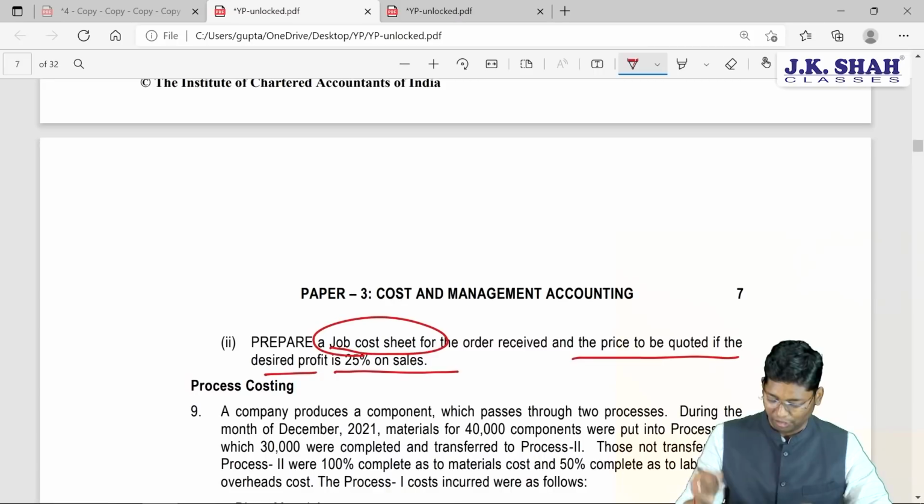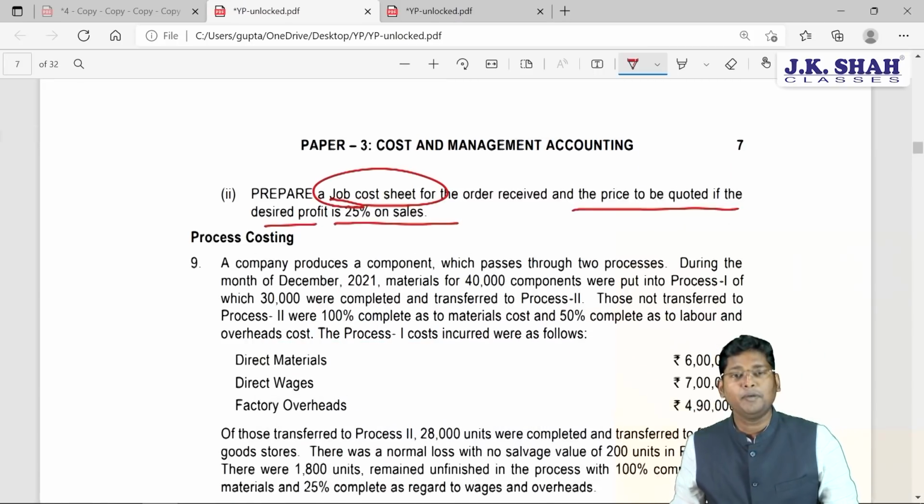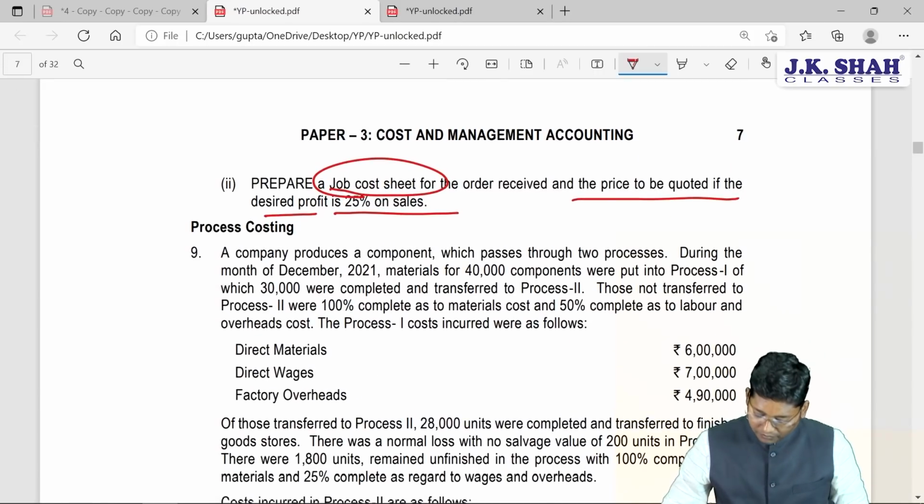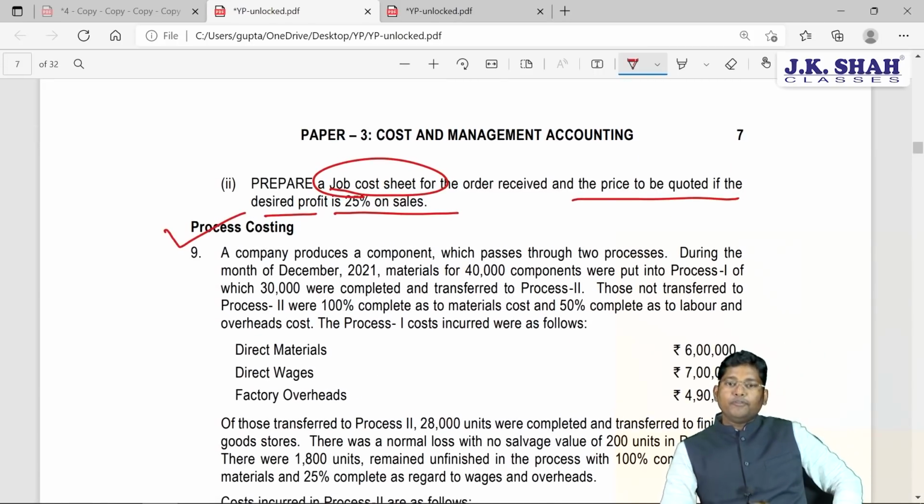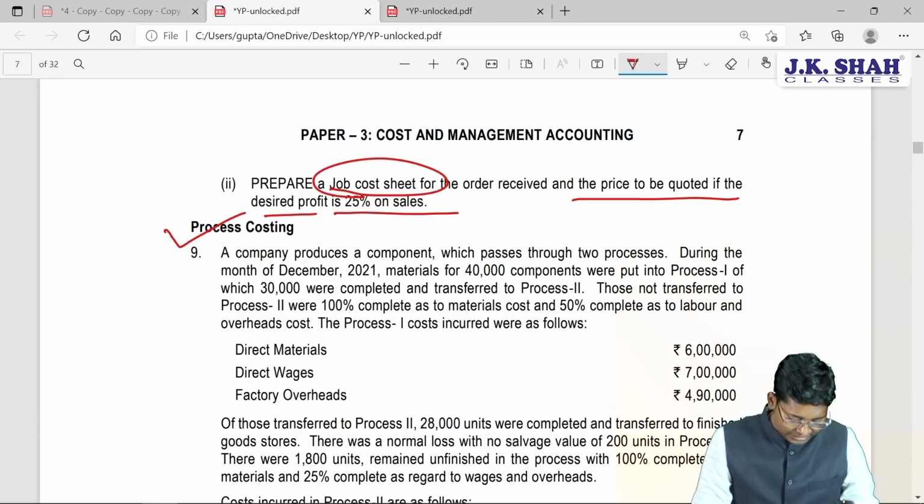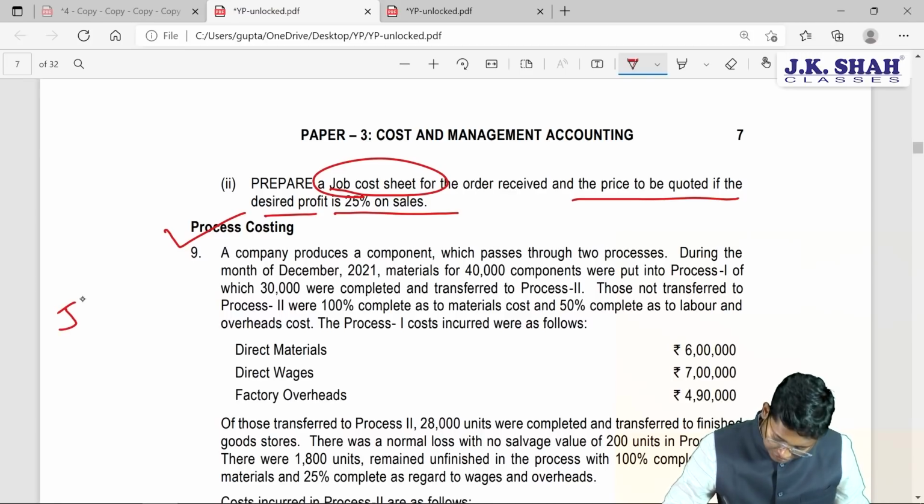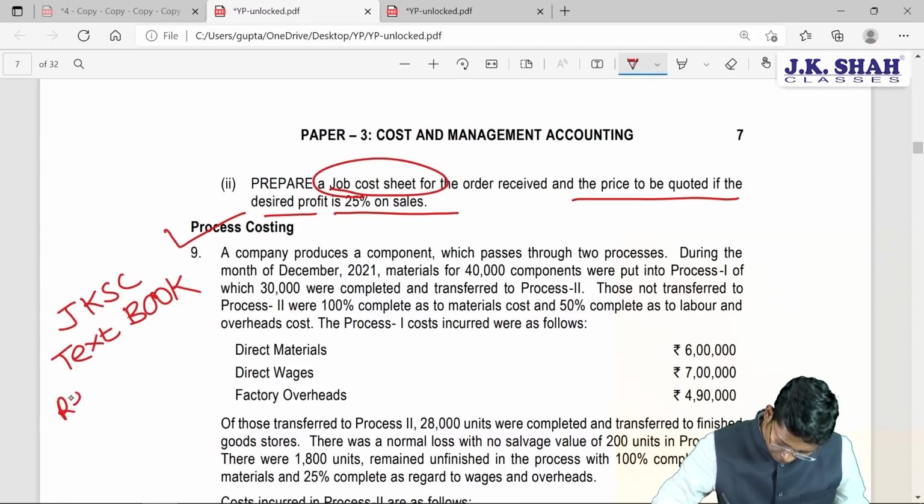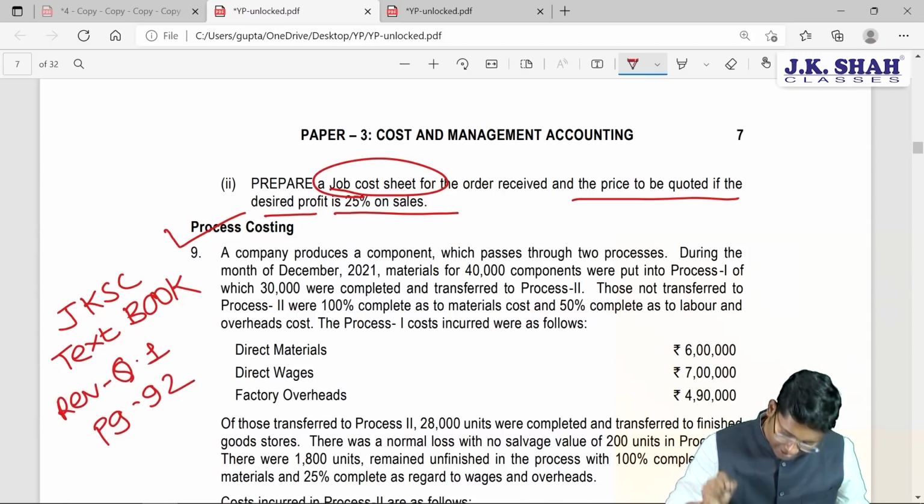So this is the end of job costing. After job costing, in continuation, process costing related information is given. Now a similar type of question is covered in the JKSC textbook. Sir, which question in the JKSC textbook? JKSC textbook revision question number 1, which is there on page number 92.